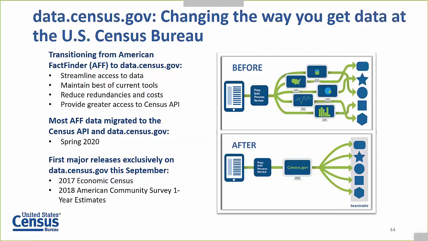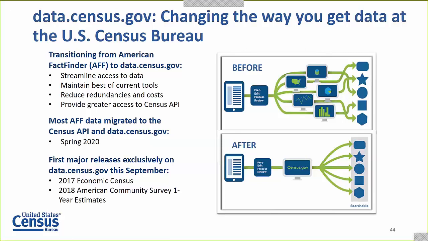This model also helps us maintain the best functionality of our tools. When we find something that works well, like mapping, we can develop those features one time and apply it across all of the Census Bureau's data in one platform, which helps us reduce our redundancies and operational costs as well.